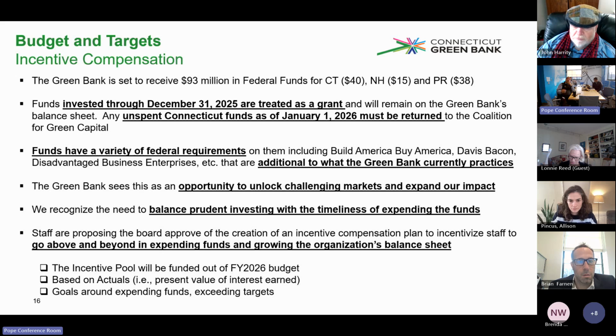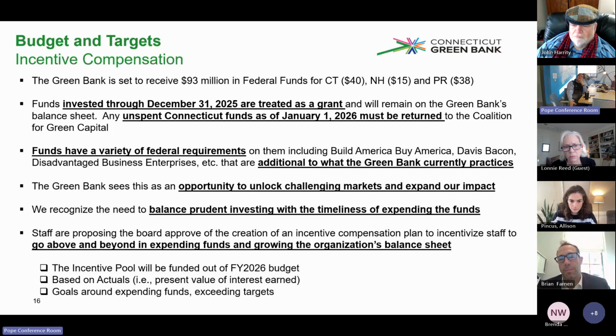These funds have various federal requirements. For those of you that have received and dealt with federal funds, you may be aware of these, but there are requirements around Build America, Buy American, Davis-Bacon, which is about paying a prevailing wage that we would need to demonstrate, and disadvantaged business enterprises. These are in addition to what we already practice as the Green Bank. So these are added requirements on the money.